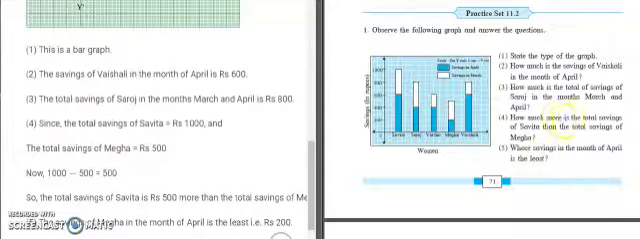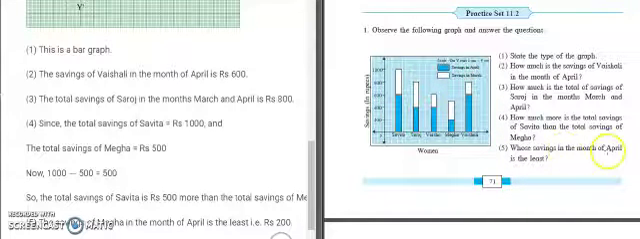Now we have to compare, means we have to find the difference. So 1000 minus 500 is 500. So 500 is the difference, means how much more is the total savings of Savita? 500 rupees more is the total saving of Savita as compared to Megha.